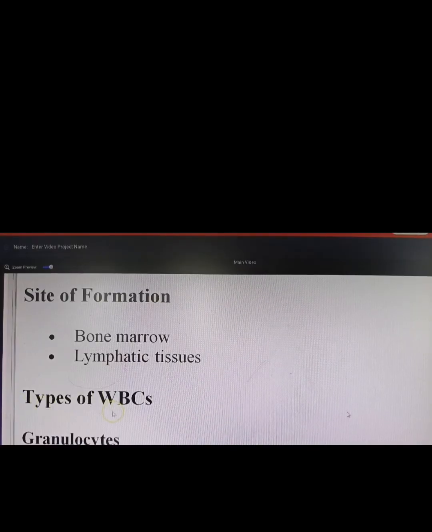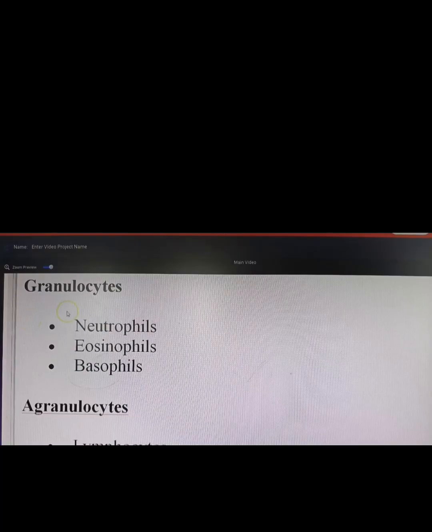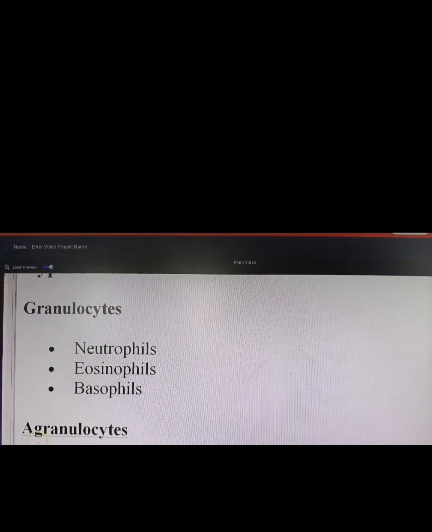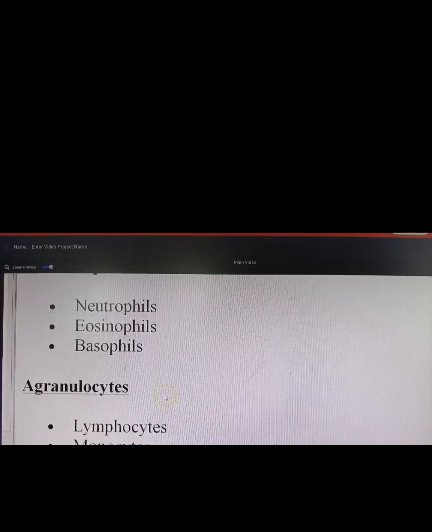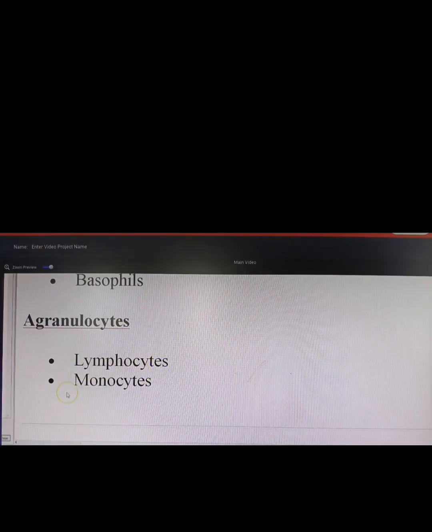Next one is the types of WBCs. There are two main types of WBCs. One is granulocytes and another one is agranulocytes. Granulocytes are again divided into three different types. One is neutrophils, second one is eosinophils, third one is basophils. Agranulocytes again divide into two types. First one is lymphocytes, second one is monocytes.